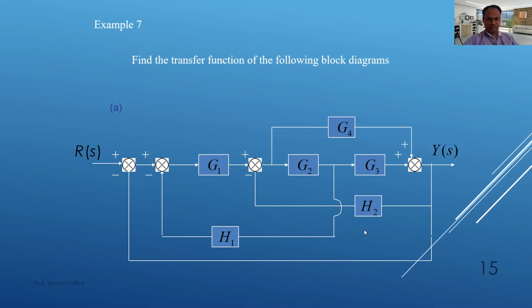Now in this example, there are 4 gain functions and 2 feedback functions, but there is a problem: this takeoff point is inside, this takeoff point is inside. So what we have to do is shift this H1's takeoff point to the right side of that particular block. We know that if I want to shift the takeoff point to the right side, I have to divide it by the G3 block or gain function block. Then we'll see what the procedure is next.